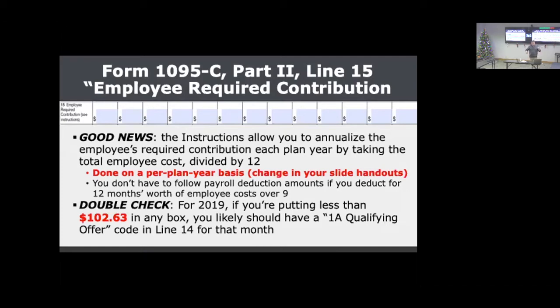That should be a 1A qualifying offer, outside of a few very, very rare exceptions that I've only had a couple of times over the last 5 years. If you're ever putting $100 into line 15, ask yourself, should I really be coding line 14 with 1A and not have to fill out line 15? Always double check your line 15 number.